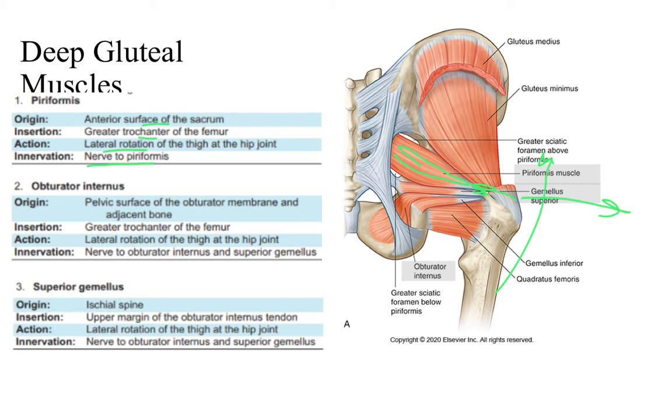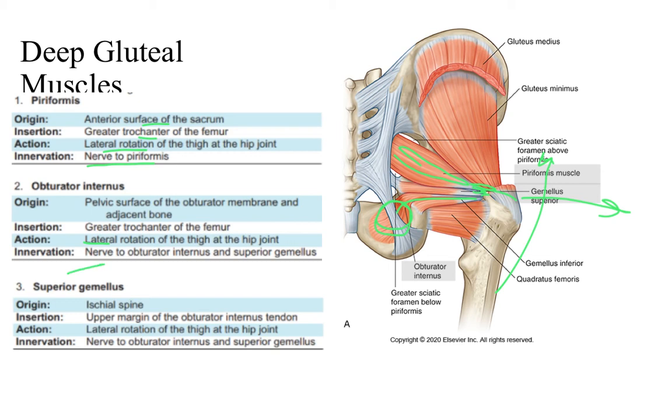The other one is our obturator internus. Notice that that is right over the obturator foramen, all right, as well as that piece of connective tissue that covers the obturator foramen to the greater trochanter. So since it's going in the same spot that the piriformis would go to, it is also going to be involved in lateral rotation of the thigh at the hip joint.